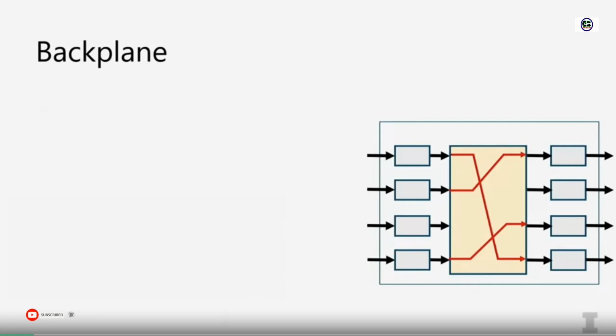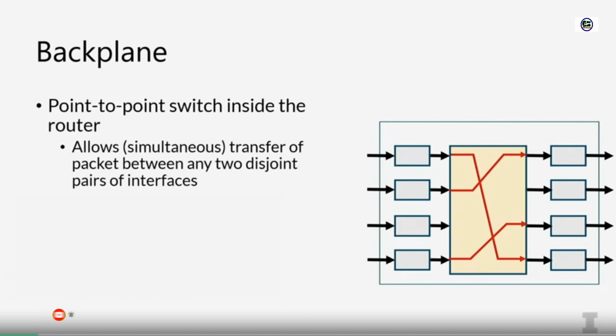So to get from the input interface to the output interface, we go through a backplane. The backplane is like a little network inside the router. It's a switching fabric. It's used to make packets go from the inputs to the outputs. So the backplane is itself a point-to-point switch inside the router. It allows for a simultaneous transfer of packets between any two disjoint pairs of interfaces.